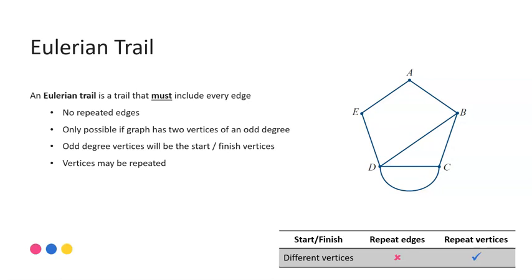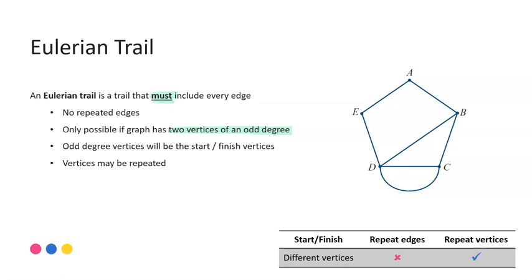As we said, a Eulerian trail must include every edge. In order to know whether a Eulerian trail exists or not, instead of sitting and tracing our way around the graph and trying to figure out the combination and pathway, there are a couple of things you can check to begin with. The first thing is that a Eulerian trail is only possible if the graph has two vertices of an odd degree. Not three vertices, not one, not none, it has to be exactly two.